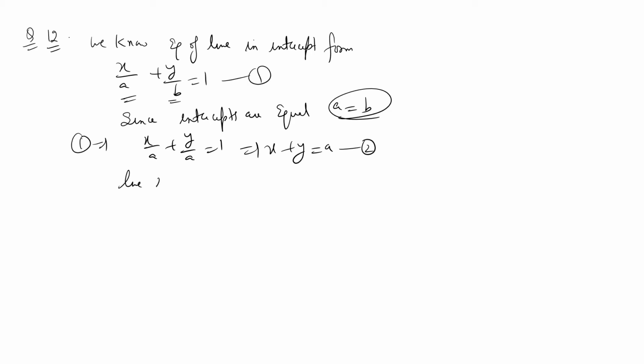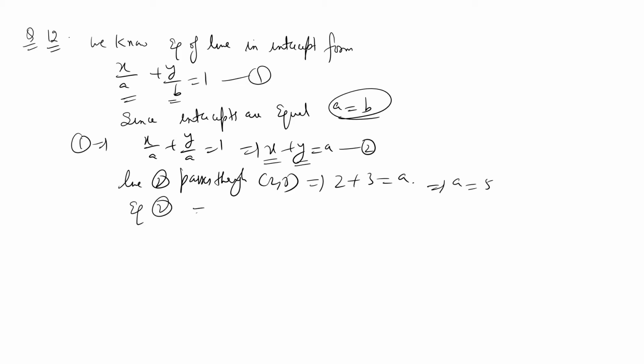Now, moreover, one additional condition is that this line passes through the point (2, 3). So passing through is always a replacement of x and y. x should be replaced with 2, y should be replaced with 3. This point satisfies equation number 2. So this implies 2 plus 3 is equal to a. So a is equal to 5. Now let's come back to equation number 2. So what is the equation of the line? The equation of the line is x plus y is equal to 5, or x plus y minus 5 is equal to 0.